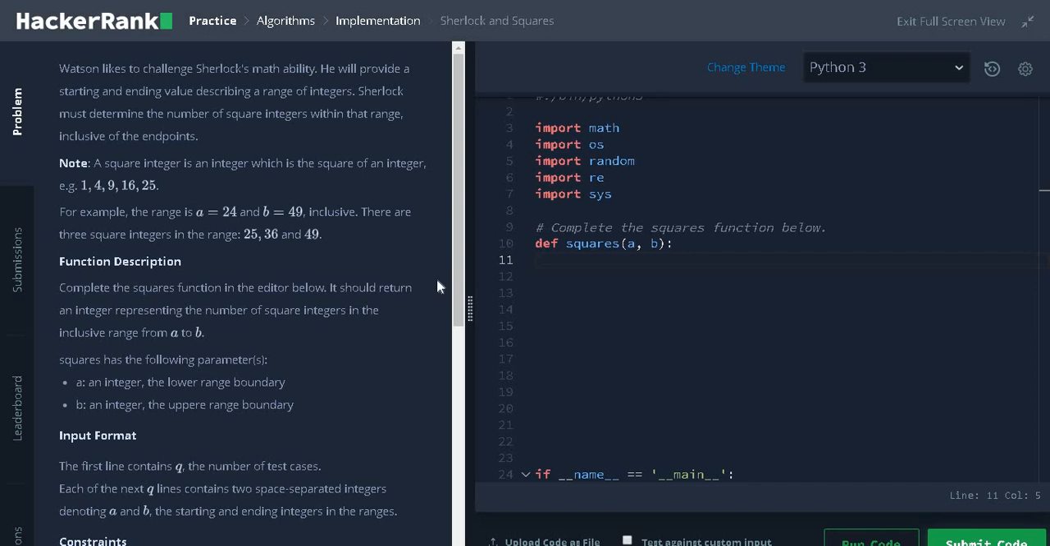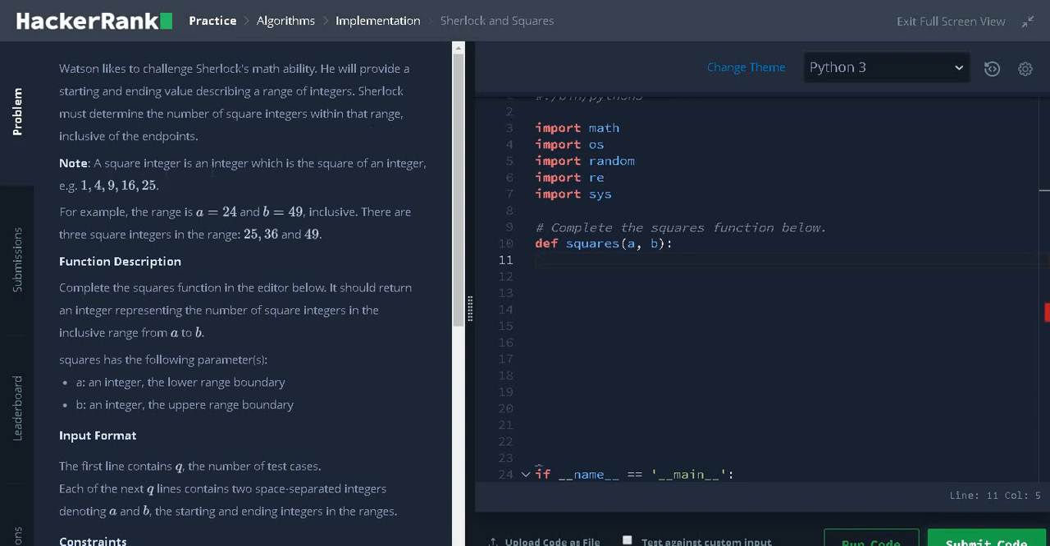In this video, we are going to solve the problem Sherlock and Squares. Watson likes to challenge Sherlock's math ability. He will provide a starting and ending value describing a range of integers. Sherlock must determine the number of square integers within that range, inclusive of the endpoints.